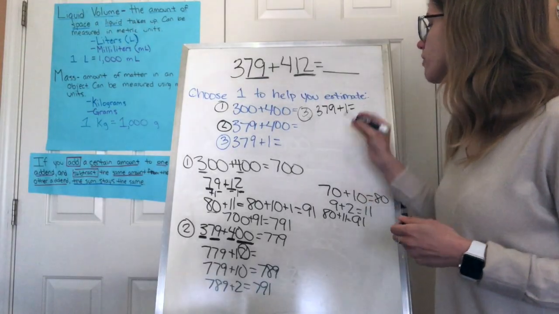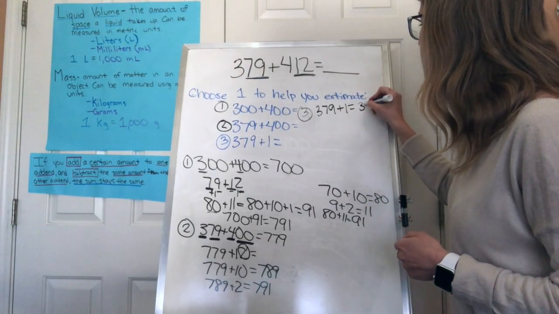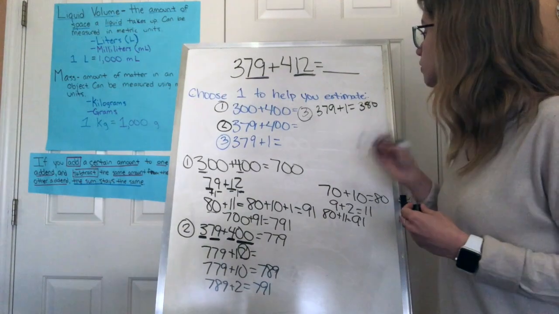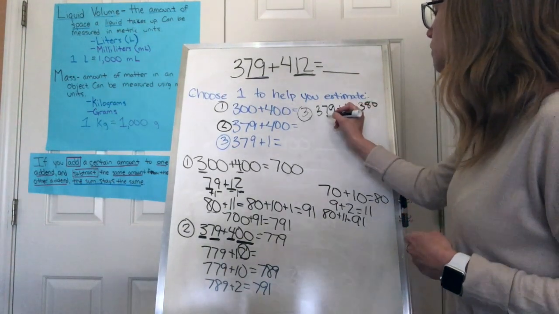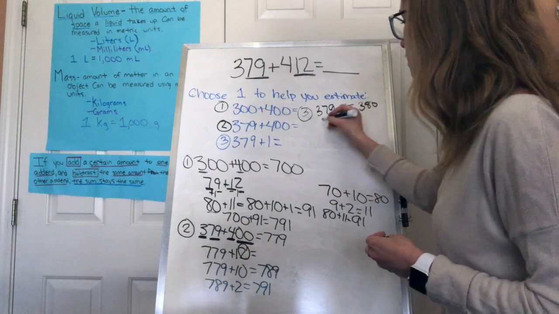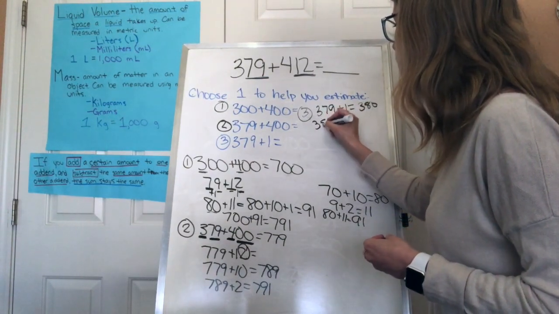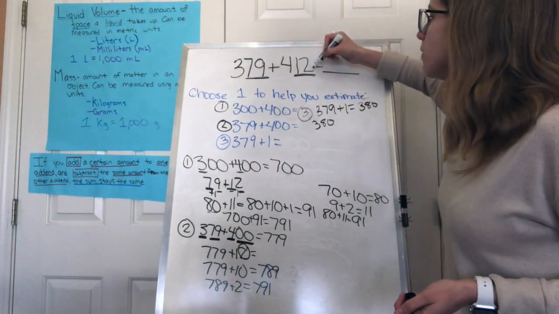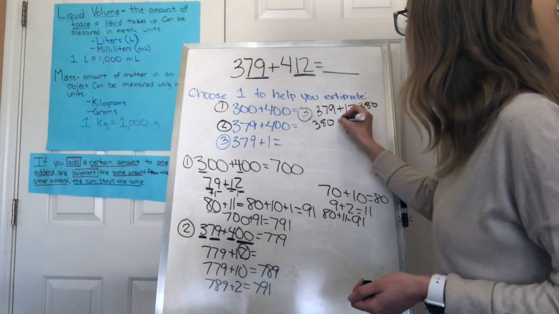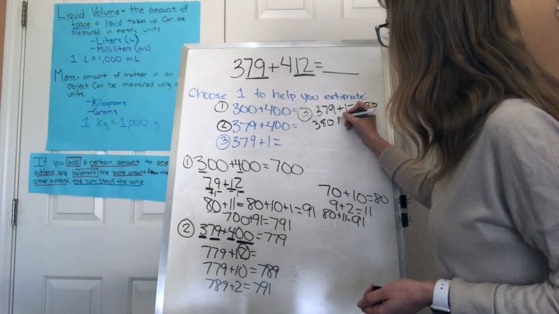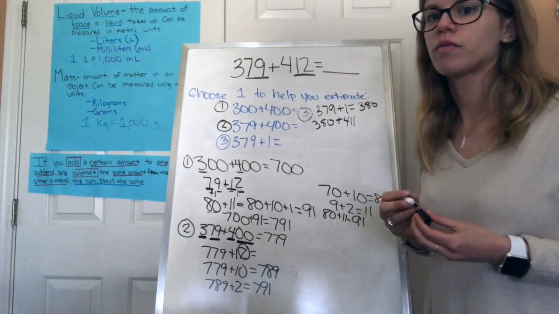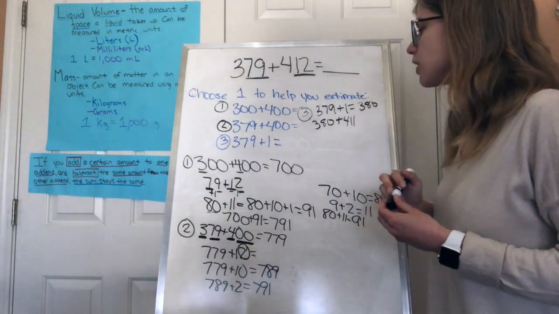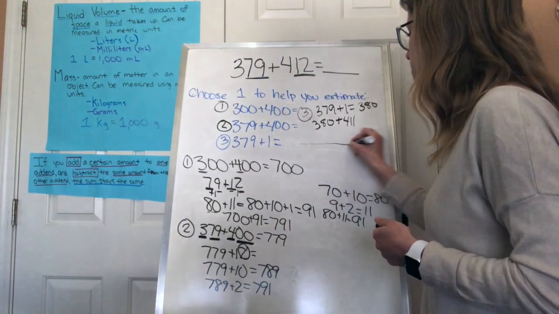So I would do 379 plus 1 because then I get to 380. And that's a simple way that now I'm near or closer to a friendly number. So now I want to think about 380. And I need to think about, where did this 1 come from? It didn't just fall from the sky, so I know that that 1 came from my 412. So I still have 411 left over, because I already used 1 to get to a friendly number. So 380 plus 411.